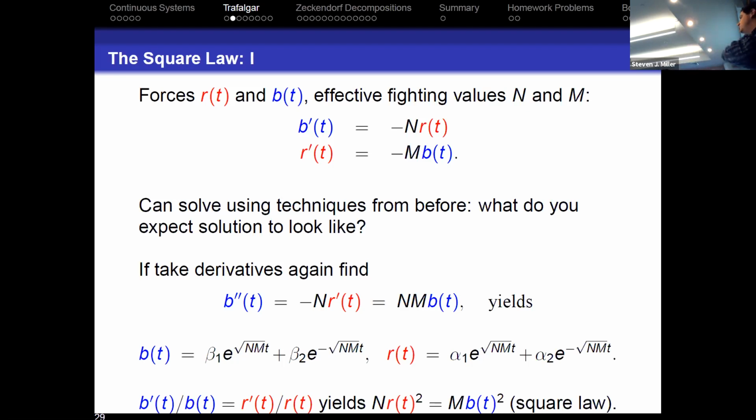And b prime is how many ships Blue is losing. And then a good unit to look at that is also relative to how many ships they have total. And when you solve this, you get nr squared is nb squared. And this is called the square law of the effective value of the forces.